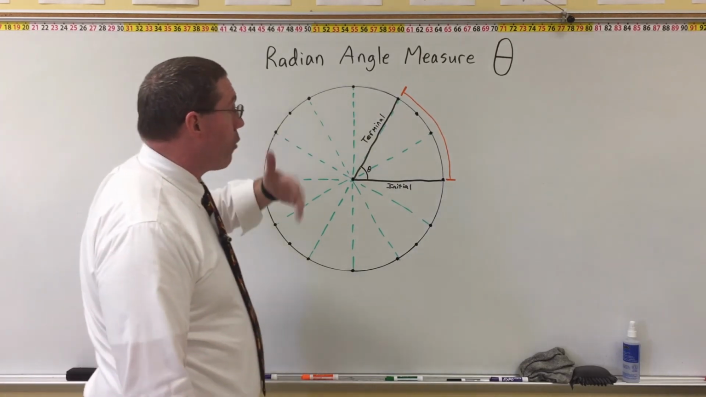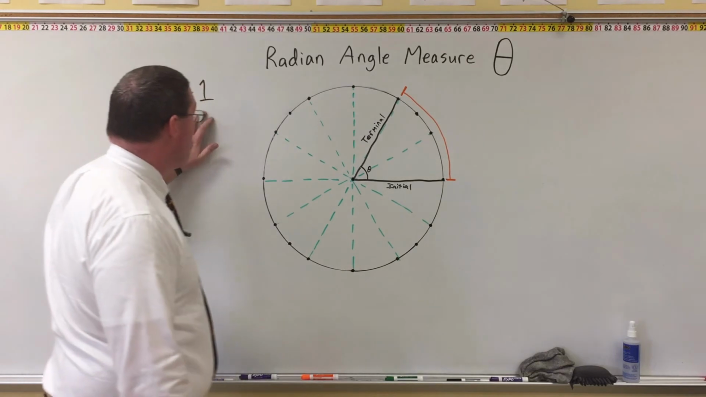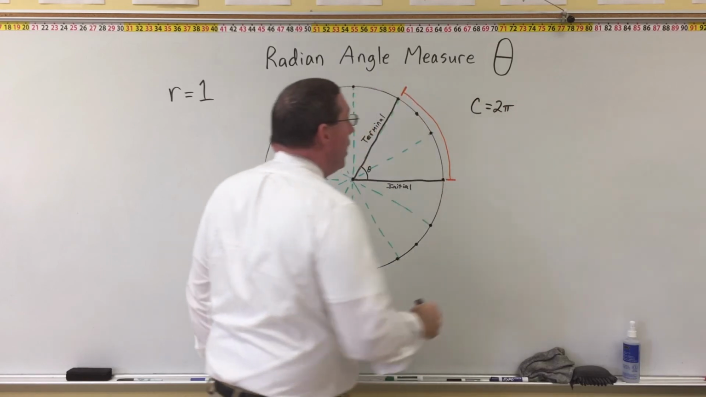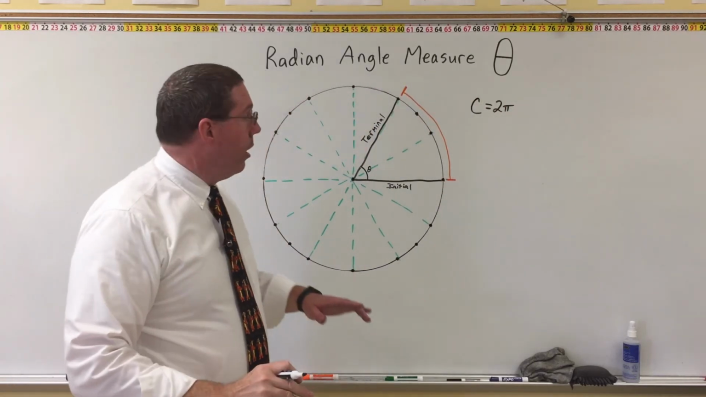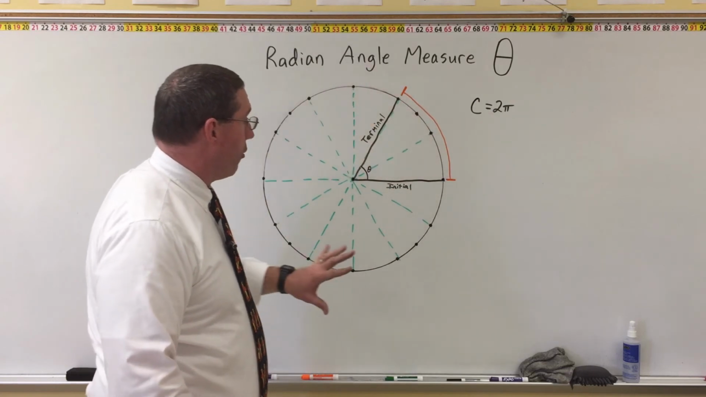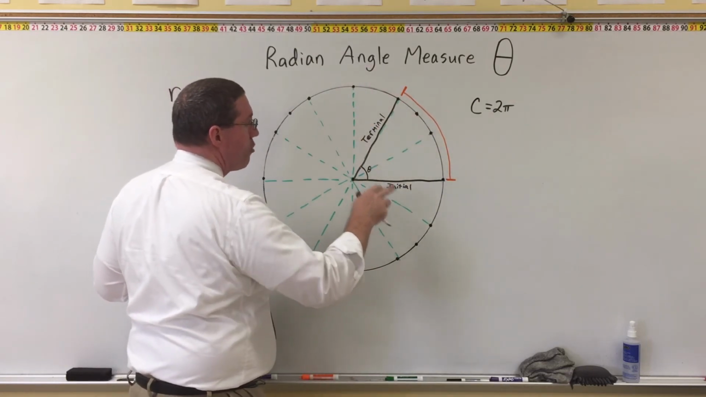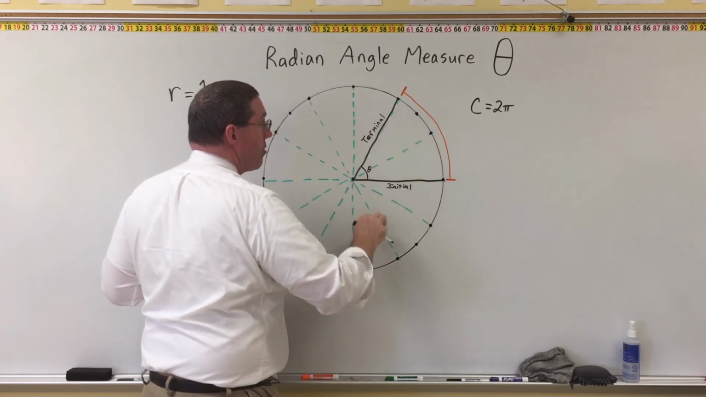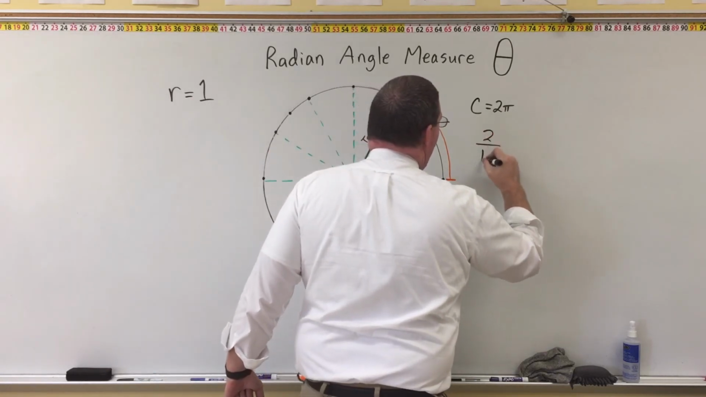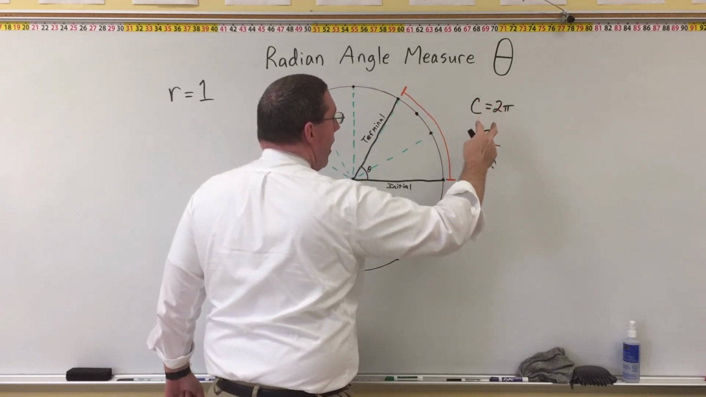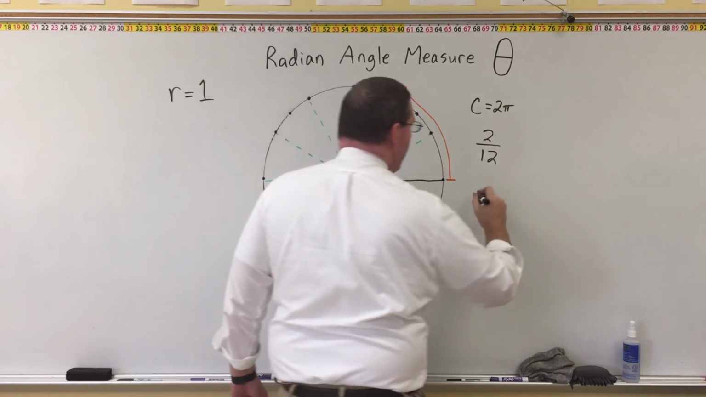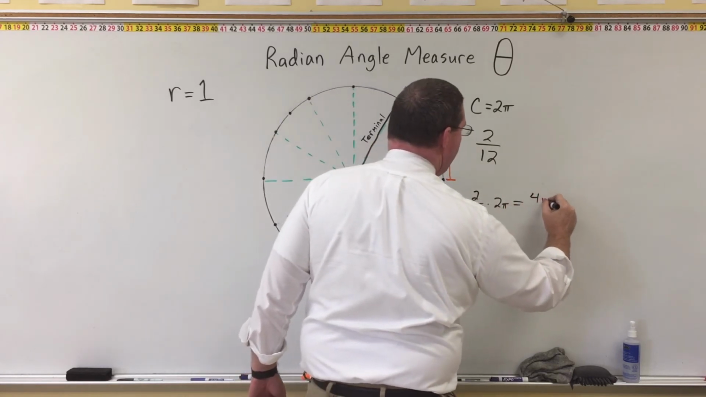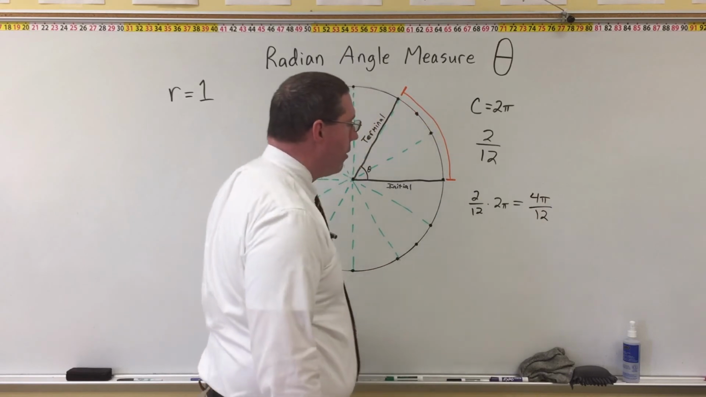Okay, so we need first the circumference of the whole circle. Radius is 1 times 2 is 2. Circumference is 2 pi. Now we need the fraction of the arc length compared to the whole circumference. We have it broken up into 12 pieces, so it's out of 12, and we're only doing 2 sectors or 2 slices. So that's 2 out of 12. And now all we have to do is multiply 2 pi times 2 over 12. So 2 over 12 times 2 pi. 2 times 2 pi is 4 pi in the numerator over 12 in the denominator.